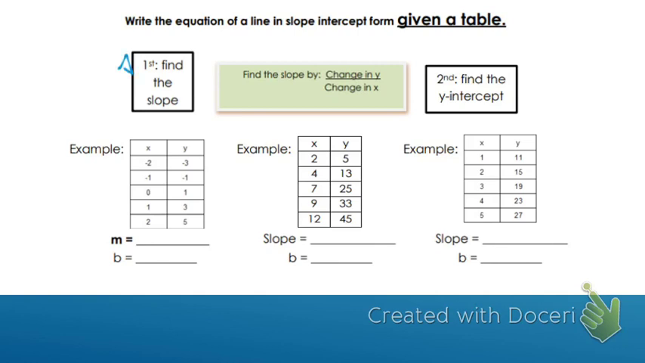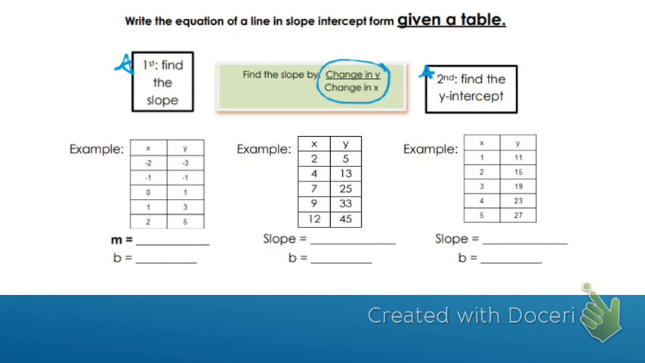So our first step is to make sure we find the slope, and we find that slope by the change in y over the change of x. Be careful on this. On the last quiz, there were a few of you that were putting the x over the y. The y has to go over the x. Okay, then from there we'll find our y-intercept again.